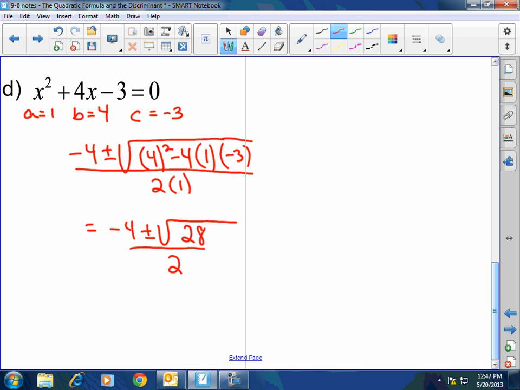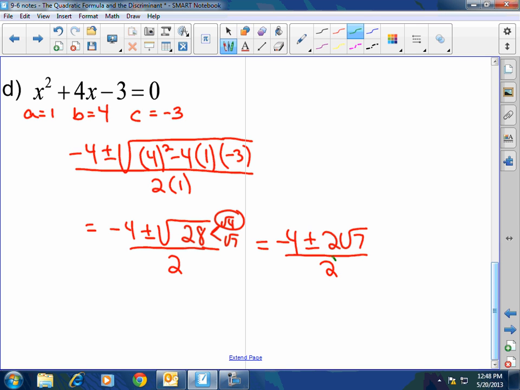I wish I could say that we're done, but remember what I said the first time when we did our first example. If I can reduce the radical, if I can simplify it rather, I have to. So the square root of 28 breaks up into the square root of 4 times the square root of 7. And we all know that the square root of 4 is 2. So this breaks up to be negative 4 plus or minus 2 square root of 7 over 2.